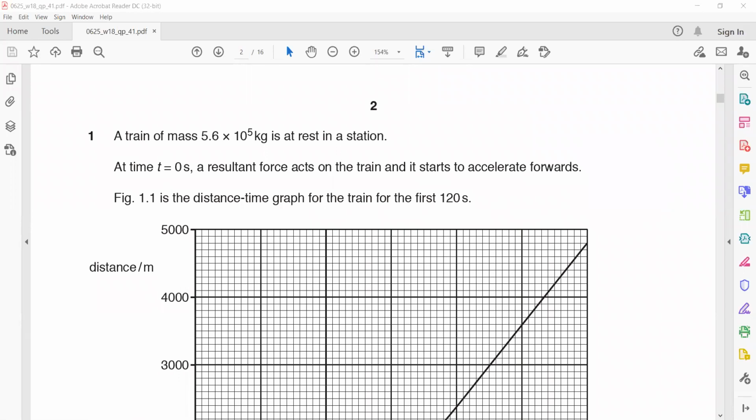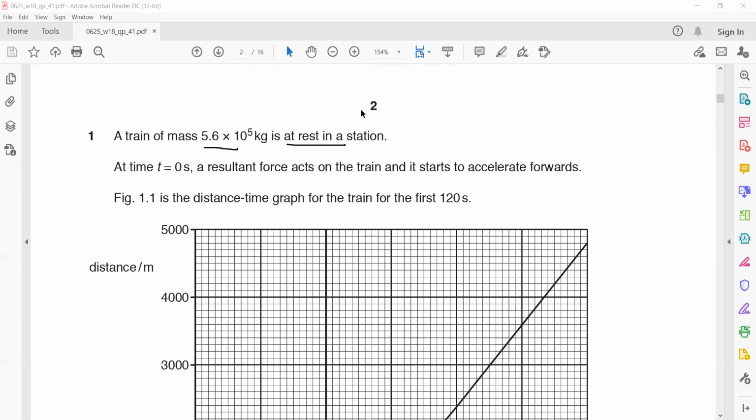5.6 × 10^5 kilogram, so that is the mass of the train, and initially at rest at the station. At time t = 0 seconds, the resultant force acts on the train and it accelerates forward. Figure 1.1 is a distance-time graph for the train for the first 120 seconds. So the distance-time graph is there.